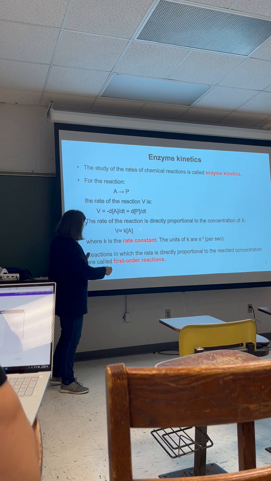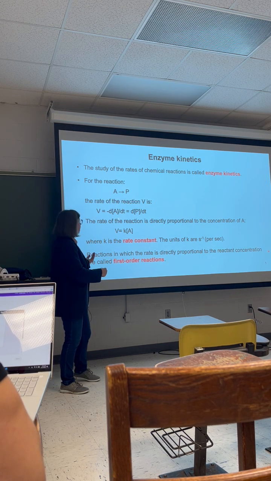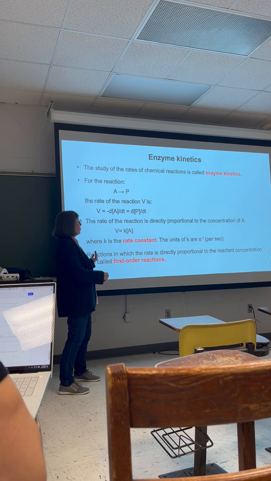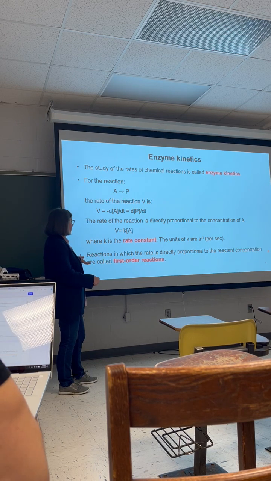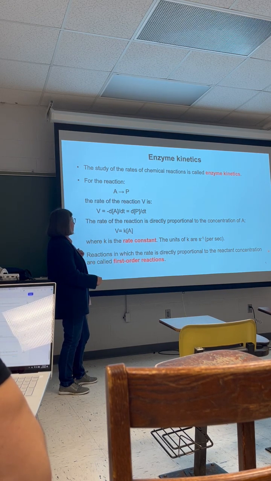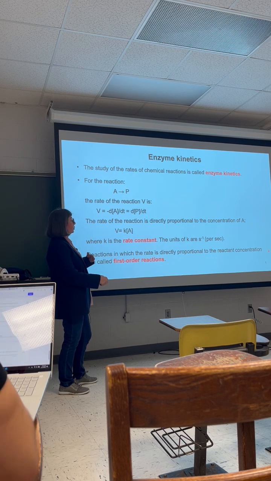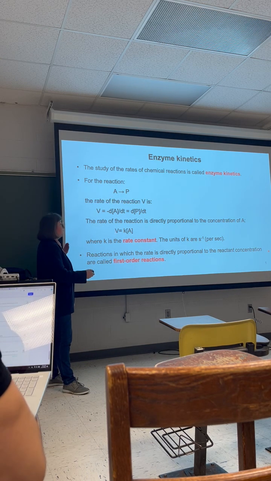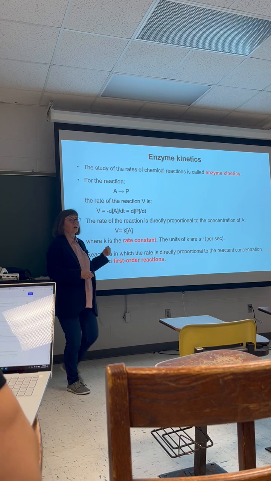In this simple case, we say that this reaction is a first order reaction. So what is the definition of a first order reaction? The rate V is directly proportional to the reactant concentration, A. You have the linear equation V equals k times the concentration of A. So this is a linear, direct proportion. So this is a first order reaction.